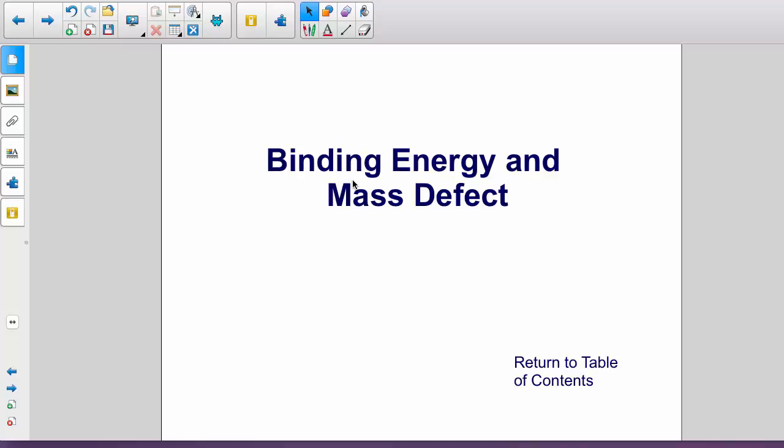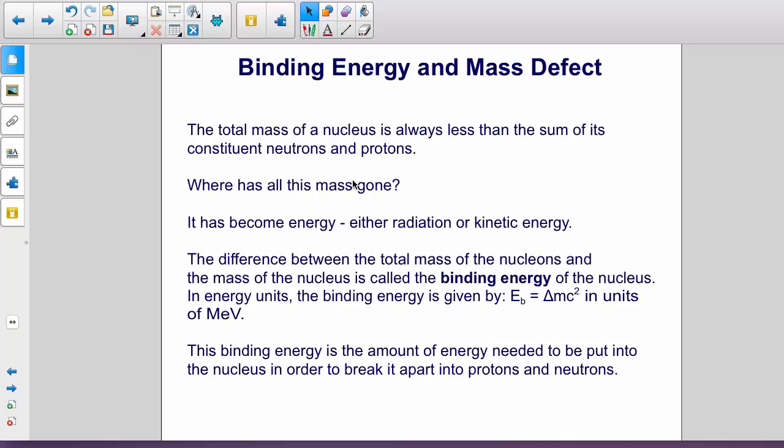Binding energy and mass defect. The total mass of the nucleus is always less than the sum of its constituent neutrons and protons. But where has all this mass gone? It's become energy. It's either radiation, which means emitted particles, or gamma rays, or it's kinetic energy.